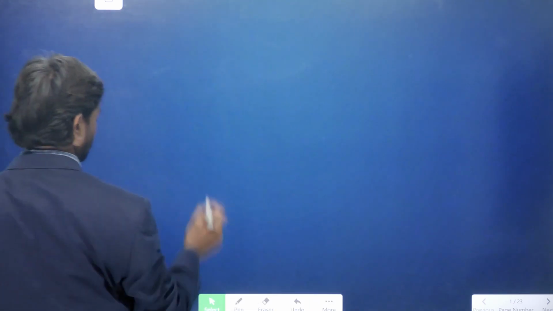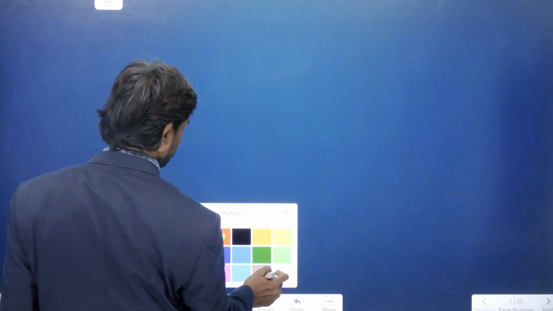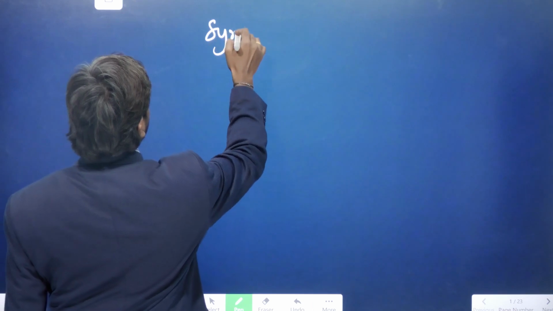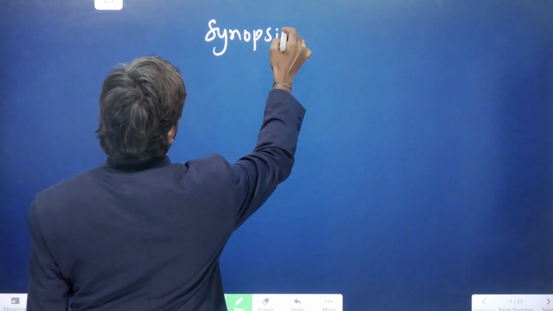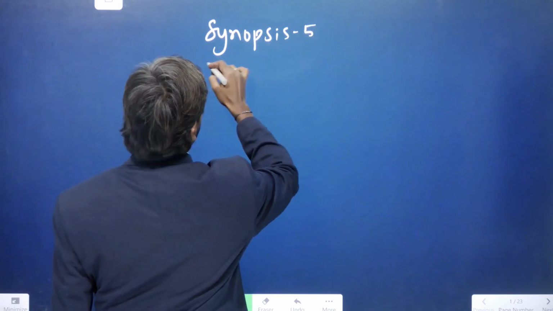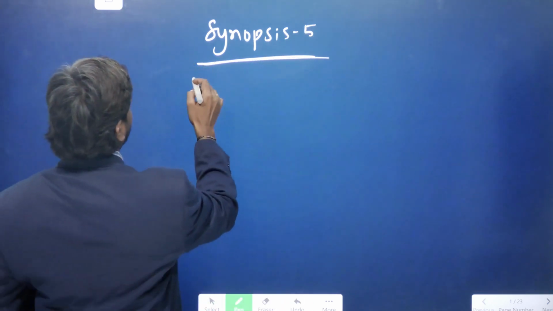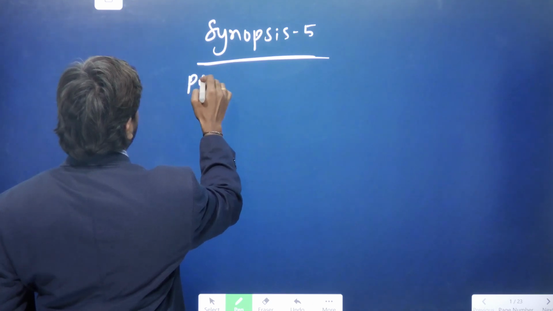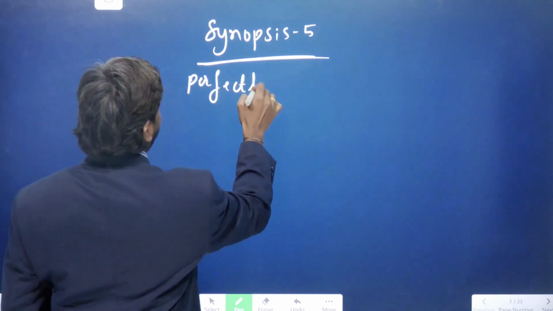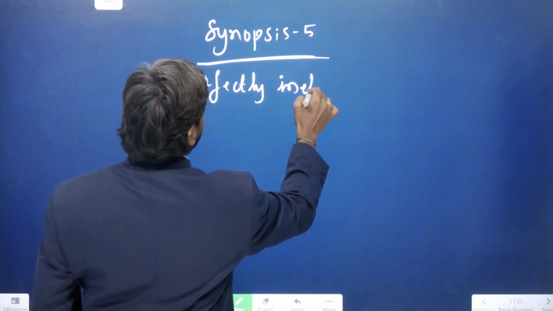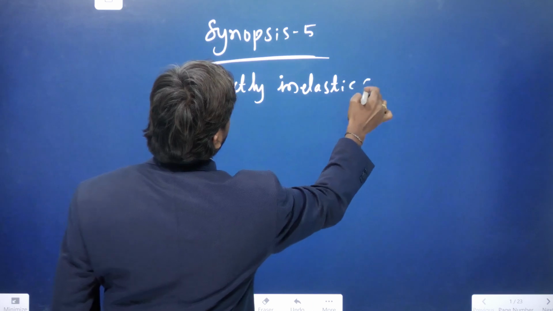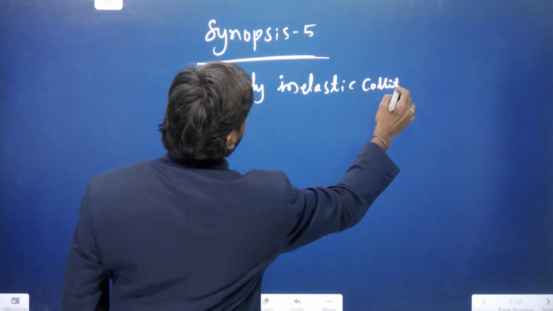This is synopsis 5. In this chapter, on collisions and center of mass, collision is the last chapter. Next we will go for the next chapter. So now here, synopsis 5: inelastic collision, perfectly inelastic collision.